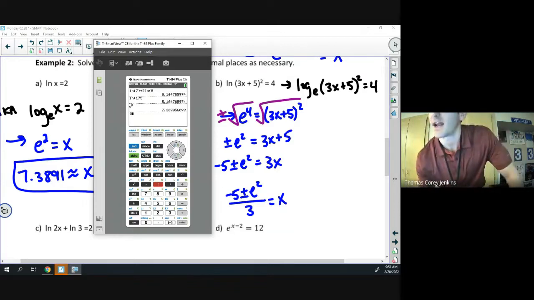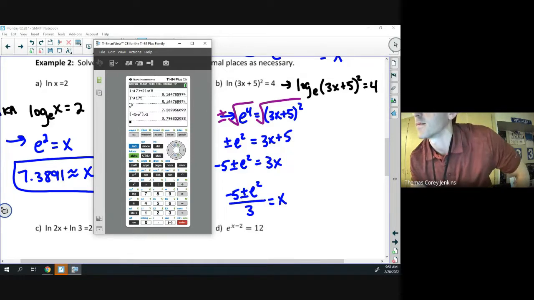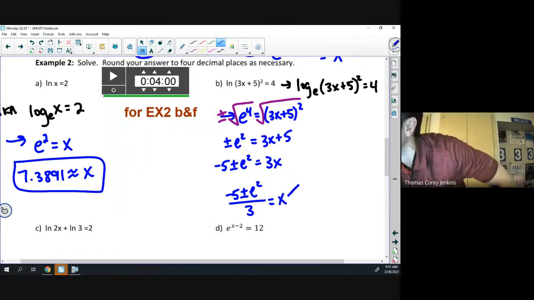So negative 5, we'll do plus e squared. So that's plus, and then second ln. And then I'm going to close my parentheses, or I could just hit equals and then divided by 3. That'd be fine too. But I'll close my parentheses and hit divided by 3. So that's going to be, and we'll go 4 decimal places, 0.7964. So we'll say one of our solutions is 0.7964.